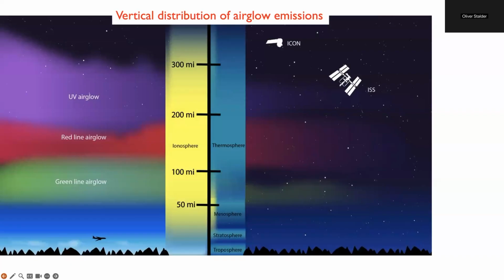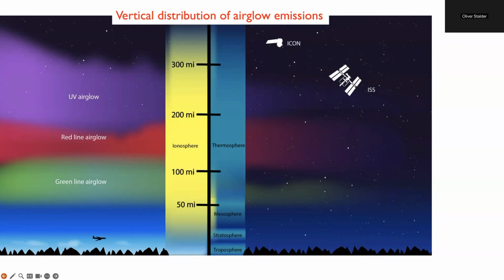The airglow structure is presented here. You have in the upper region of the atmosphere the production of UV airglow, and around 250 kilometers you have the red line emission by atomic oxygen at 630. And then below that, around 100 kilometers, you have the production of the green line emission of the nightglow. We typically use the red line for Fabry-Pérot observation, and occasionally the O+ emission at 732 nanometers.